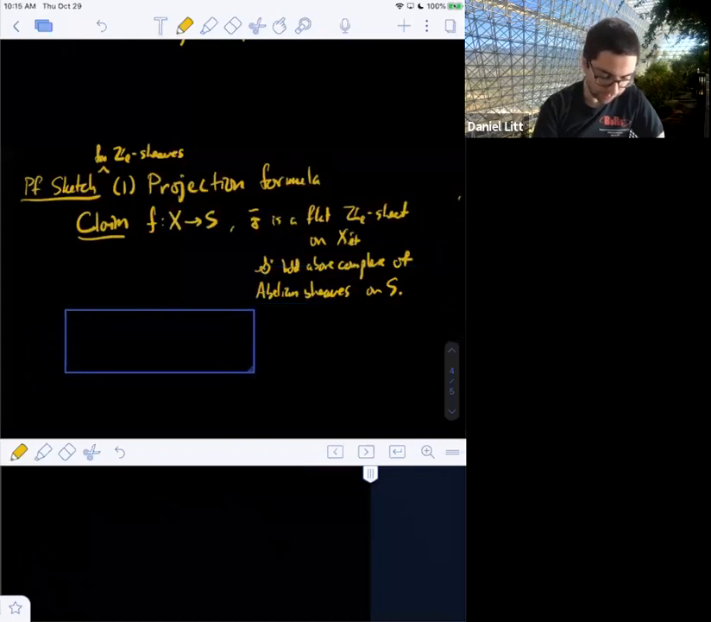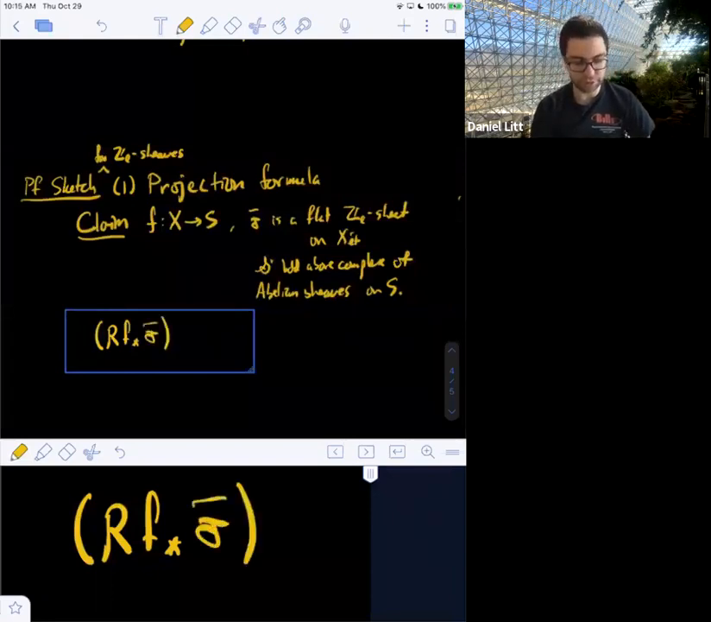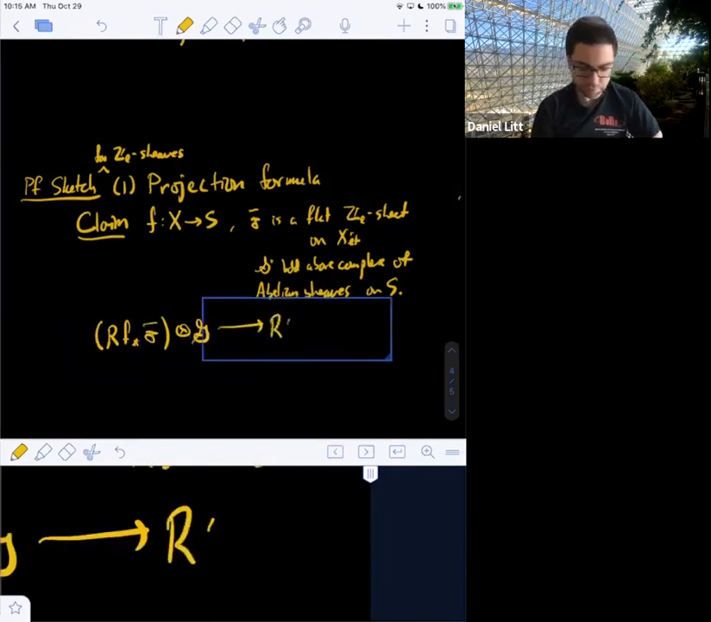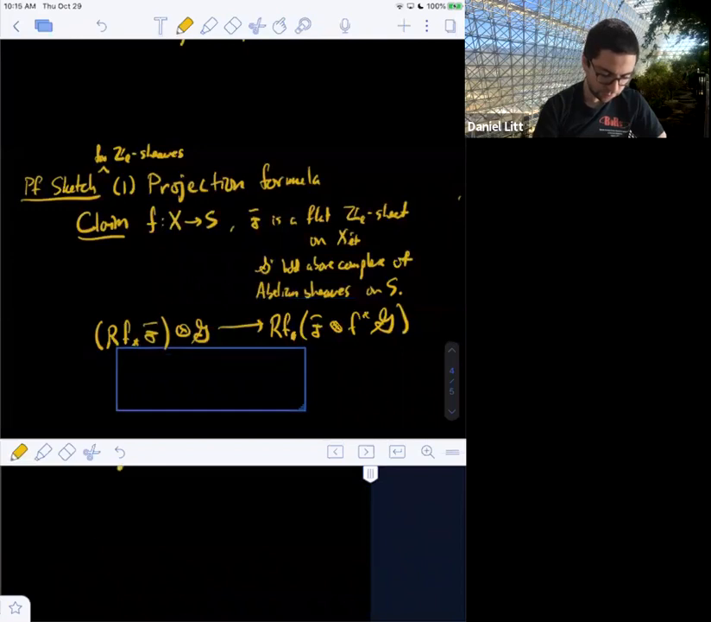Then the claim is that there's a natural morphism going from the derived pushforward of F. So just a reminder, what is this thing? You take an injective resolution of F and you push it forward. And the claim is that there's a natural quasi-isomorphism to Rf lower star of F tensor G, which is a quasi-isomorphism.